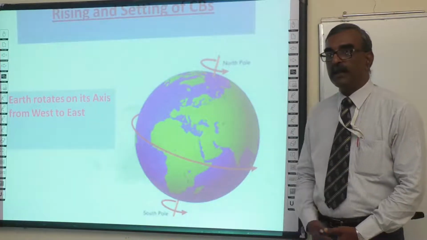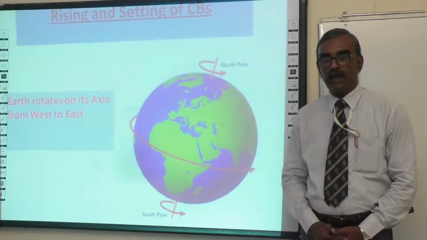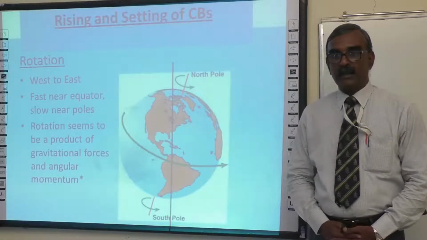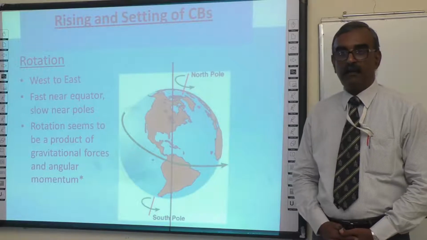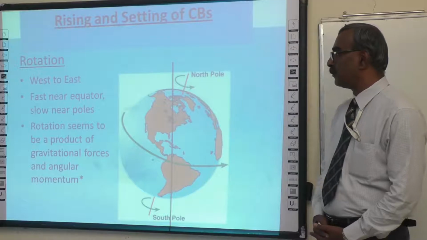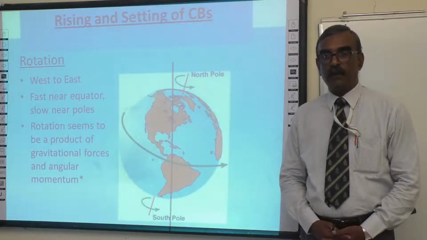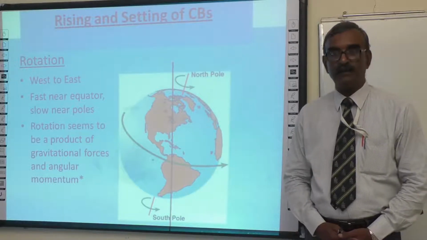Now if you see the picture, the axis is drawn from North Pole to South Pole, and Earth is rotating from west to east. This rotation is faster near the equator and slower near the pole. It is also indicated on the slide. This rotation is said to be the product of gravitational force and also angular momentum between the planets.